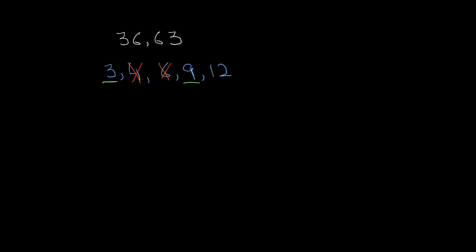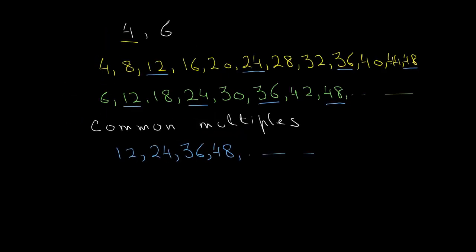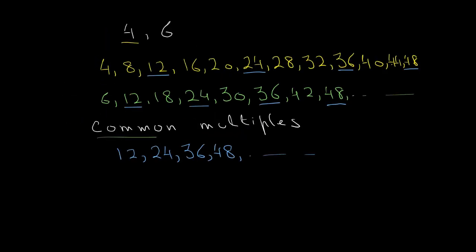So you can see that 3 and 9 are common factors of these two numbers. So please note that common factors, while you can get confused, are different from common multiples. These are two different concepts and they are both very important.